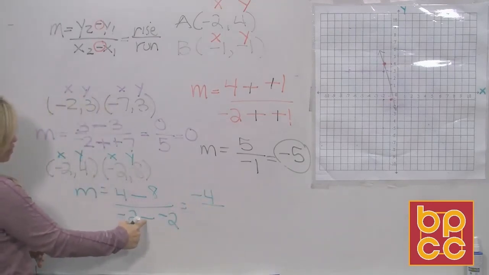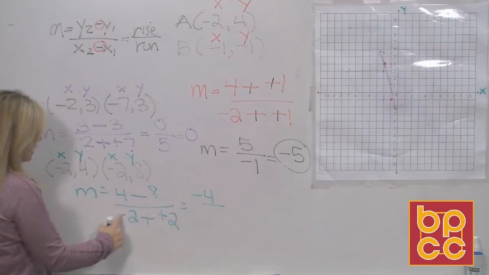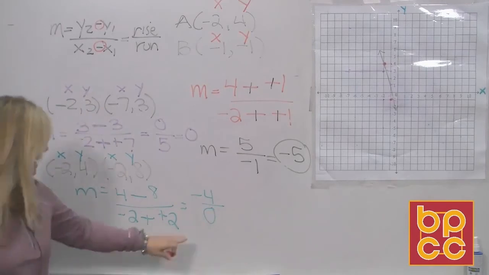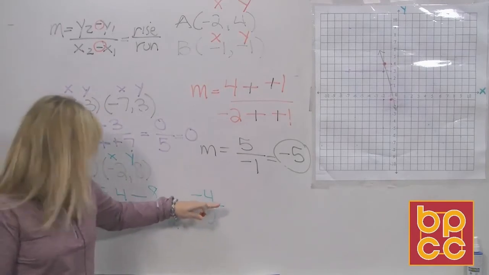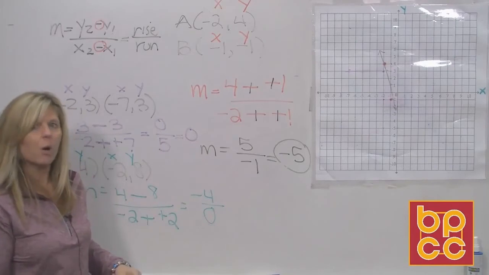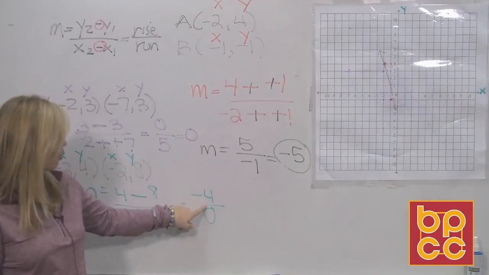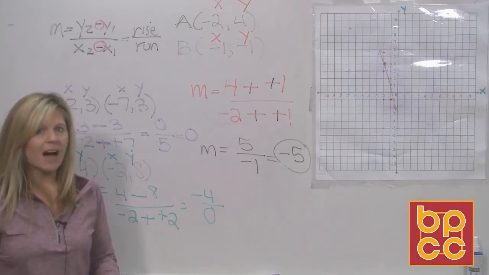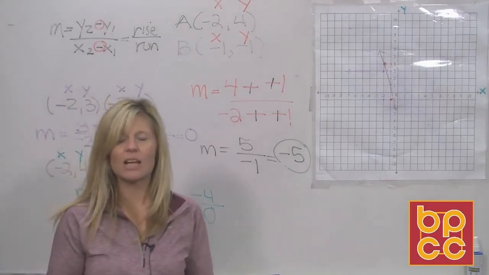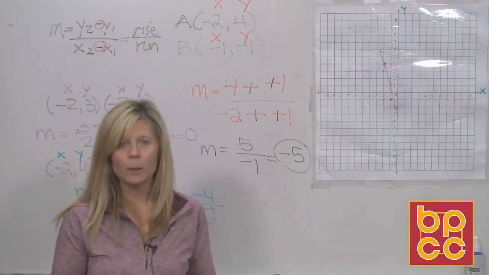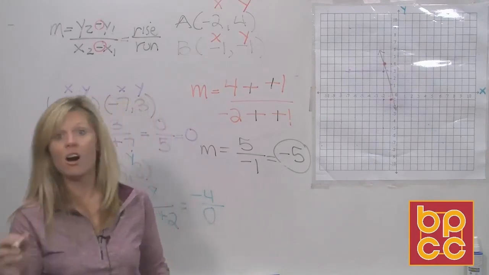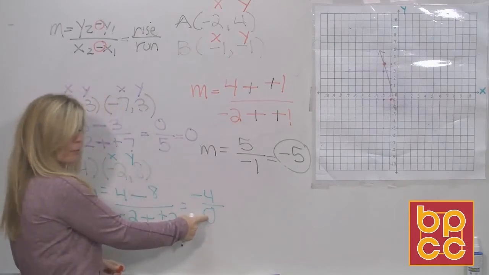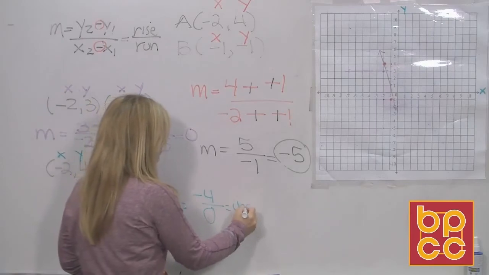In the denominator, these two negatives make a positive. Negative 2 plus positive 2 is 0. Now, you can't leave that. It's a fraction. Fractions mean to do division. We should know our arithmetic skills. What is negative 4 divided by 0? Think about it, sweeties. If I lost $4 and I said divide that into 0 groups, could you do it? No. We've had a long conversation about this before. You can never divide by 0. Therefore, we call this undefined.